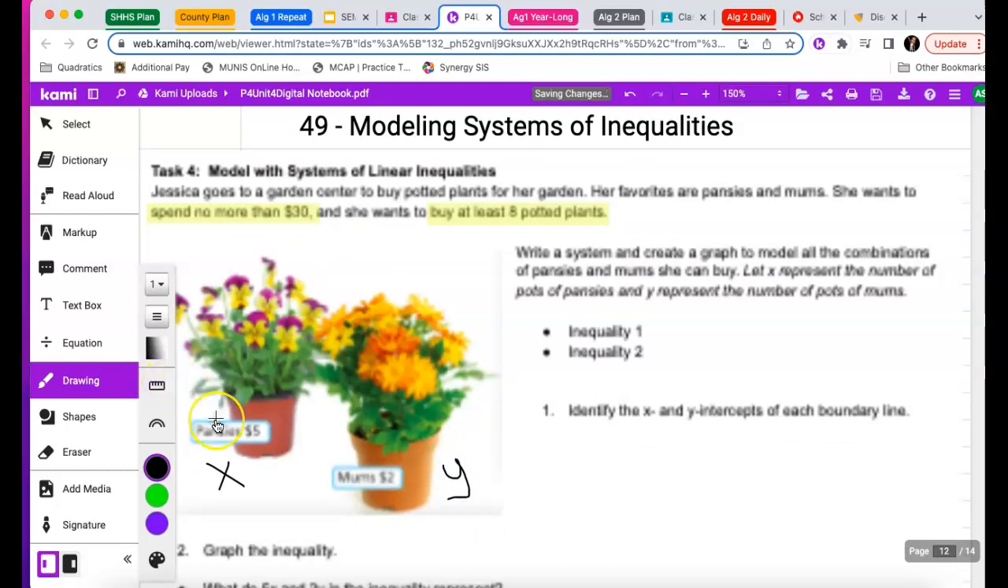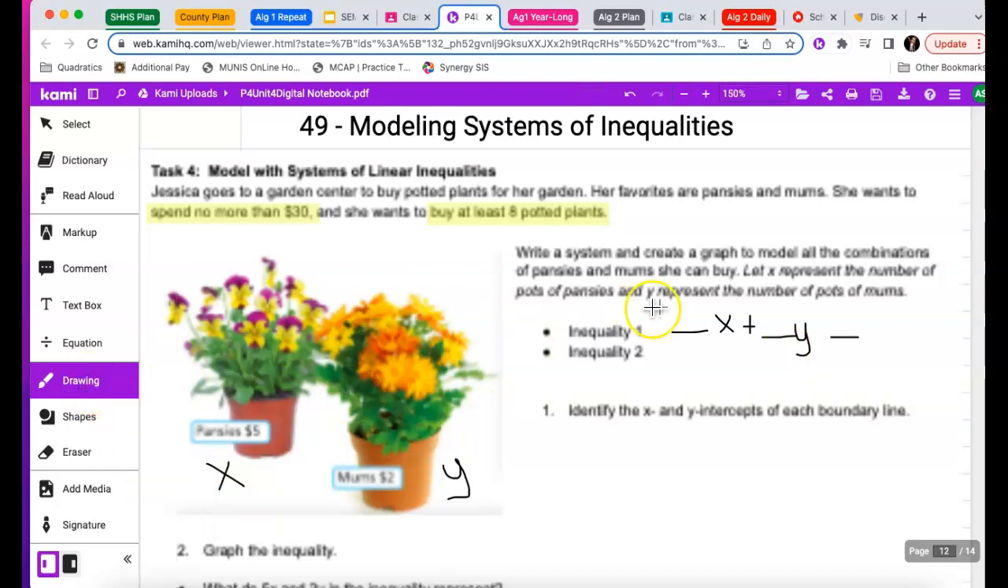So the first set of plants, the pansies, that's going to represent X. And the second set of plants, the mums, that's going to represent Y. So we always write our inequality AX plus BY is something greater than, less than, greater than or equal to, less than or equal to a C value. So we're going to fill in the A, B, and C, which the C is our total amount. So let's start with the pansies and the mums.